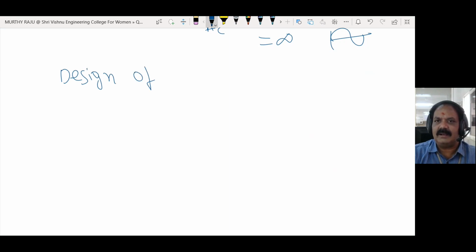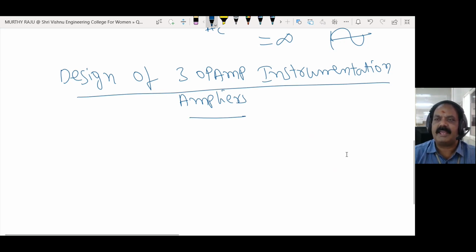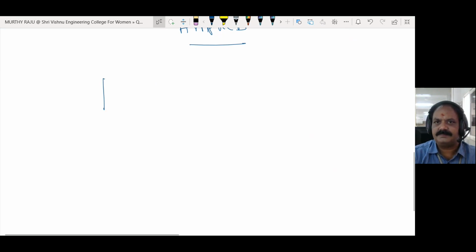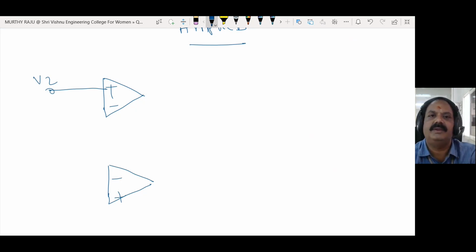Design of three op-amp instrumentation amplifier. Here we use three amplifiers. Block diagram. This is A1, this is A2, plus minus, minus plus. Here we use V1, here we use V2.